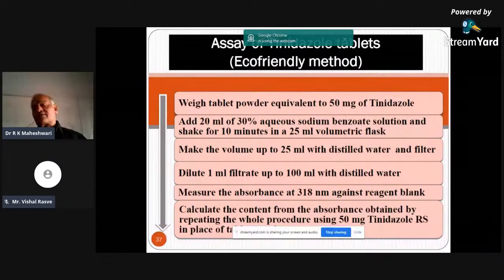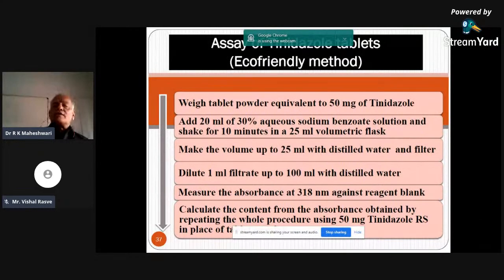You have a sample of known purity, this tinidazole reference standard. Using this reference standard, you will make the solution in the same way. You will find out the absorbance, and from that you can calculate the quantity of tinidazole present in the tablet powder. If you cannot do this, you can make a calibration curve of your tinidazole using the same method, using 5, 10, 15, 20, 25 micrograms per ml. For these 5 dilutions, you will use 5 different reagent blanks, note down the absorbance at 318 nm, and then plot a calibration curve that can be utilized to give the amount of drug present in tablet powder.